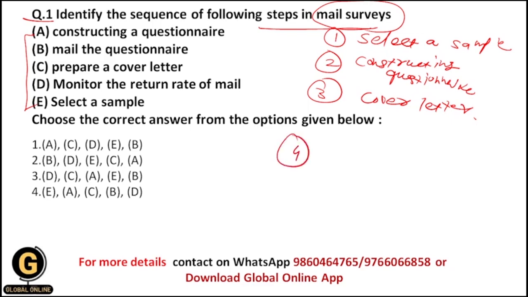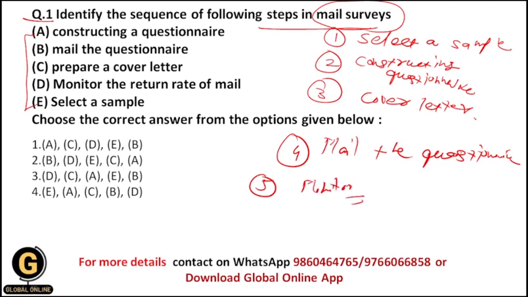Then your fourth step should be to mail the questionnaire to the participants, and your last step should be to monitor the return rate of the mail. It means you follow up on the response rate from the participants and the non-participants. You provide more information to the non-participants so that they will participate in the survey and provide you responses.